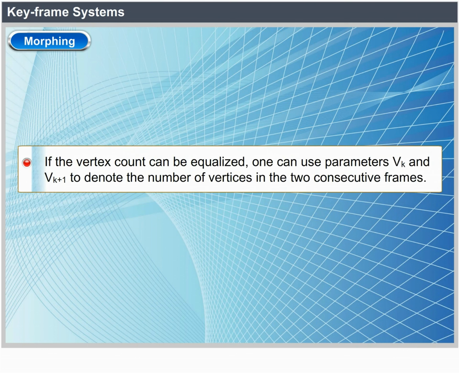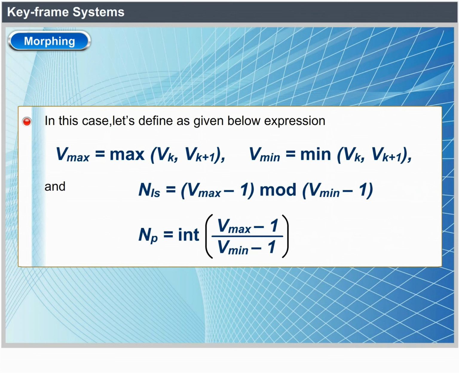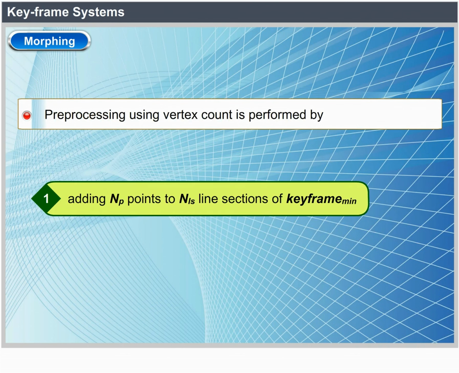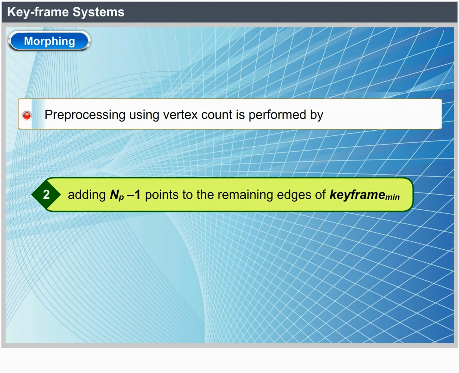If we equalize the vertex count, we can use parameters Vk and Vk plus 1 to denote the number of vertices in the 2 consecutive frames. In this case, we define Vmax equals max of Vk and Vk plus 1, and Vmin equals min of Vk and Vk plus 1, and NIS and NP are given by the equations shown on the screen. Pre-processing for vertex count is performed by adding NP points to NIS line sections of keyframe min, and adding NP minus 1 points to the remaining edges of keyframe min.